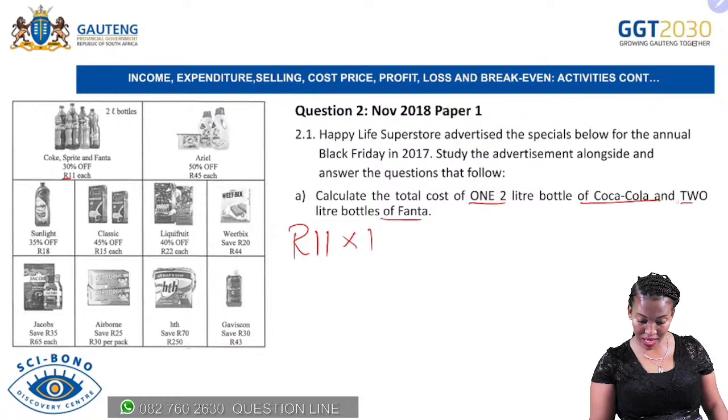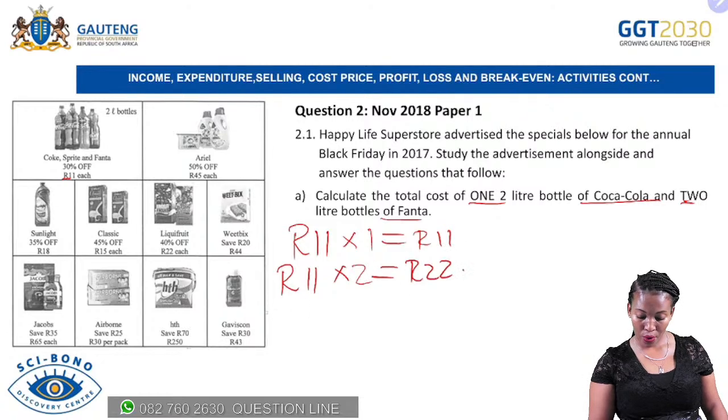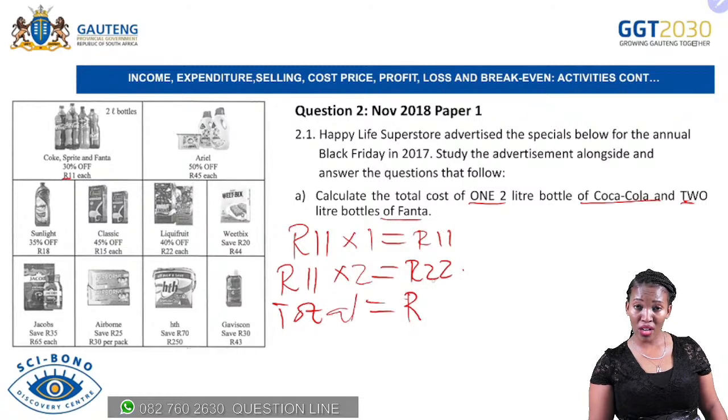And then what is the cost of Fanta Orange? It is 11 rand. And how many Fanta Orange? 2 of them. So multiply by 2. So 11 times 1, it is 11 rand. 11 times 2, it is 22 rand. So if I want the total that I'm going to pay at the till, the total will be how much? 11 plus 22 would be 33 rands.